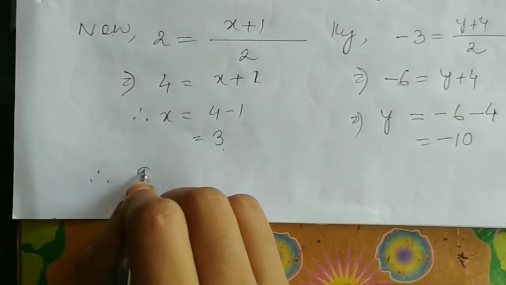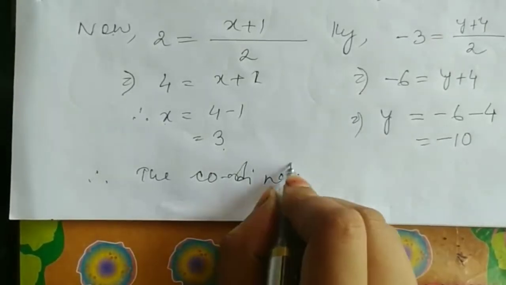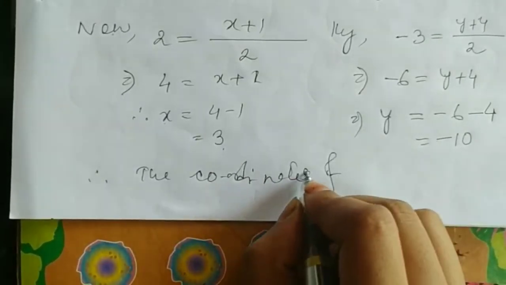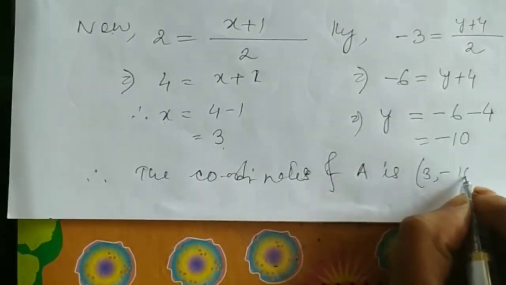Therefore, the coordinates of A is 3, -10.